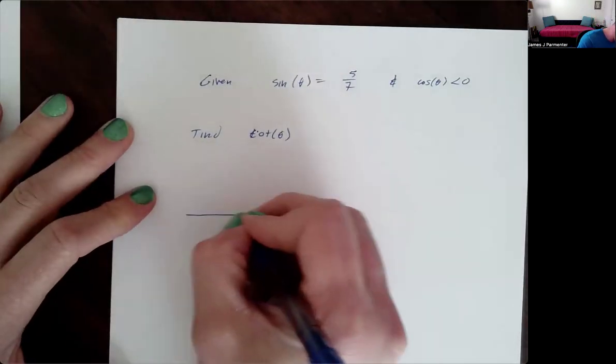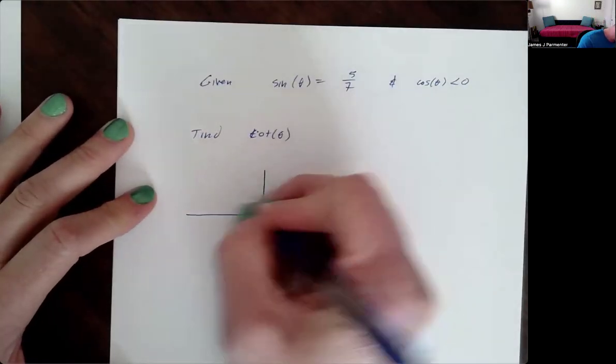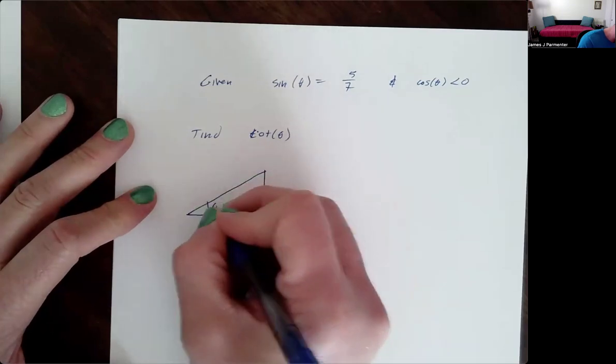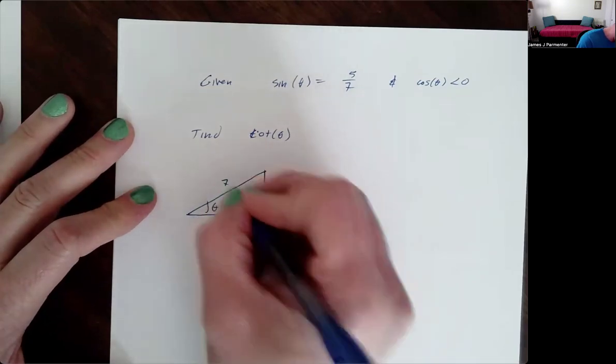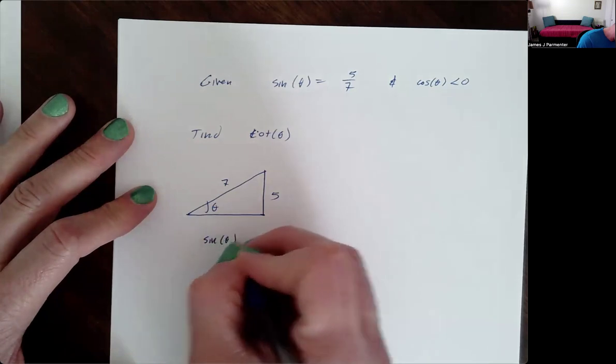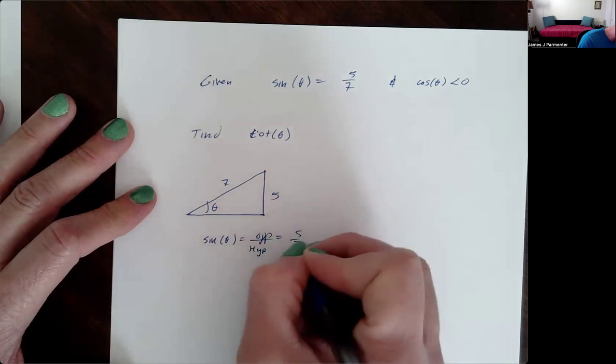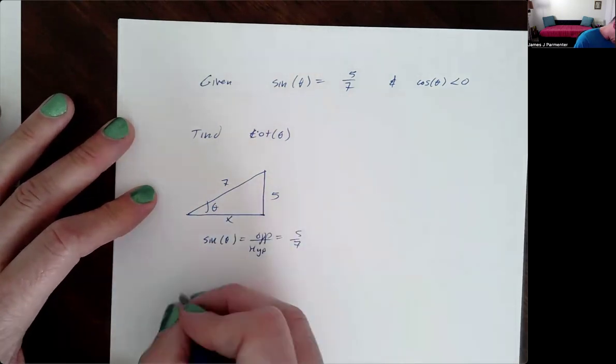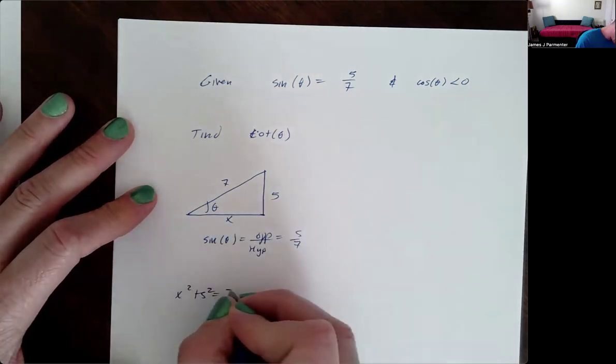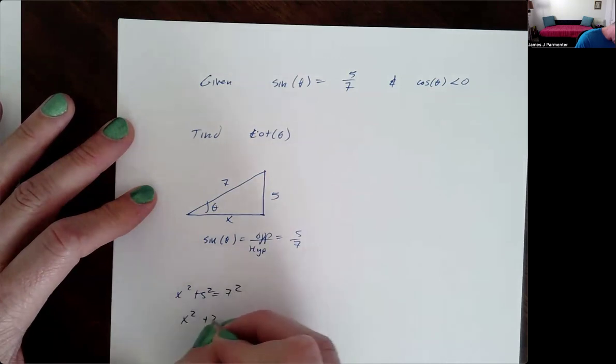So sine of theta is 5 over 7. So there's theta, opposite over hypotenuse, right? Sine of theta is opposite over hypotenuse, which is 5 over 7. I'm going to find this side. X squared plus 5 squared equals 7 squared. So x squared plus 25 equals 49. So x squared equals 49 minus 25. So x is the square root of 24.